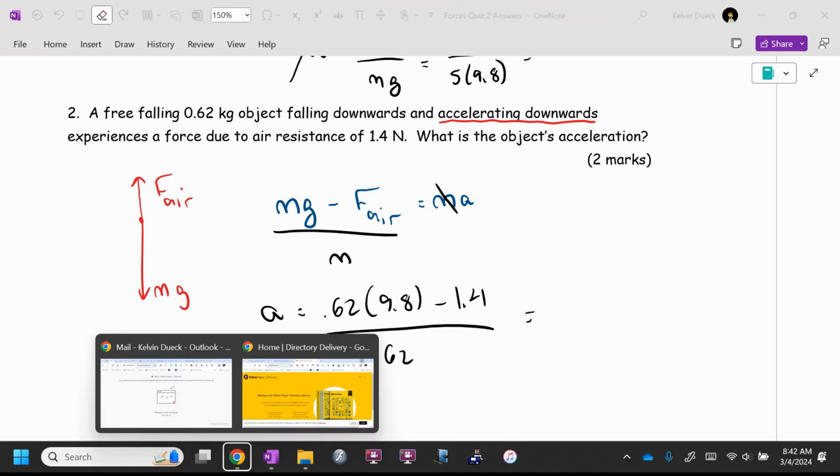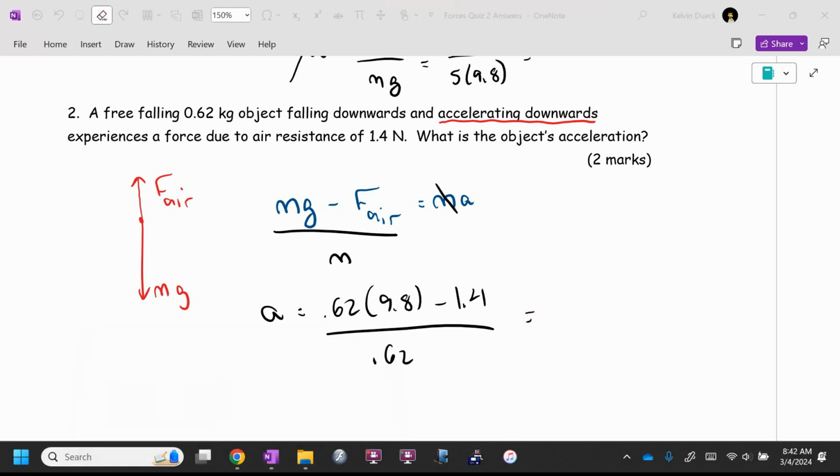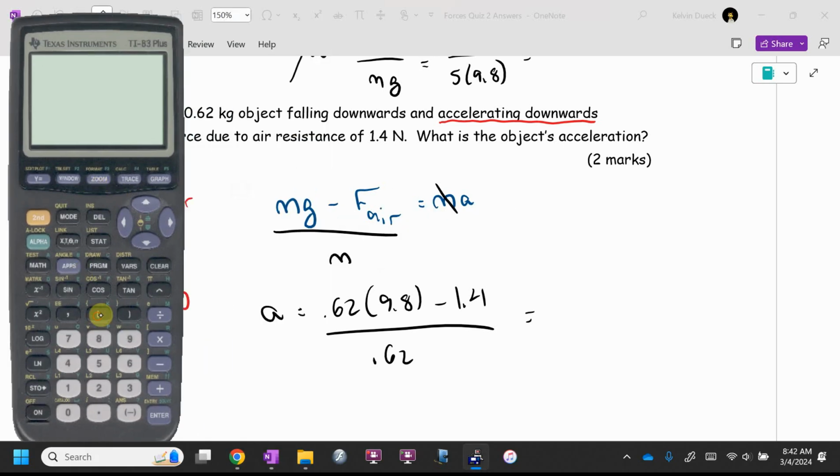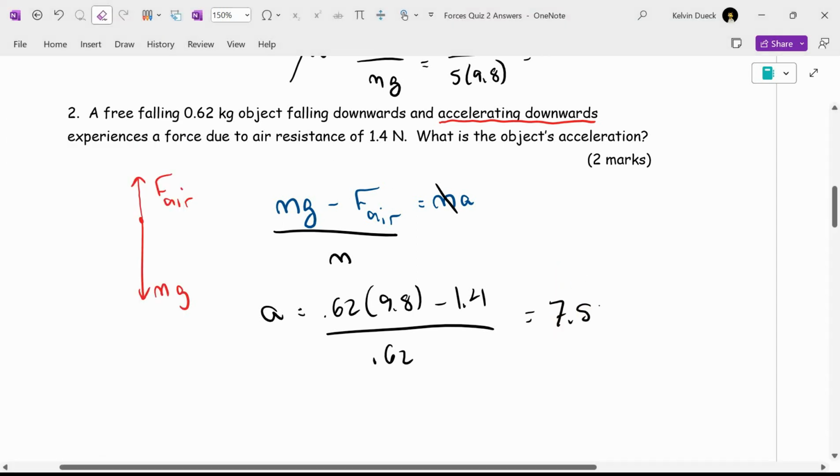I have no idea what this answer is. Bracket, 0.62 times 9.8 minus 1.4, divided by 0.62. Is it 7.54? Anyone else? People nodding? 7.54 meters per second squared.